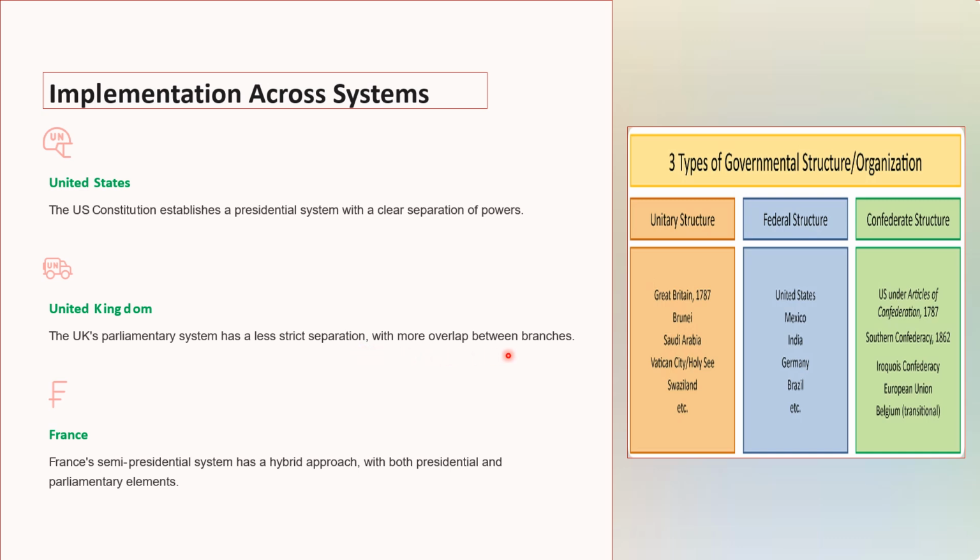So there is a fusion of executive and legislative powers in the UK. Informal checks and balances are followed in the United Kingdom. And France's semi-presidential system has a hybrid approach with both presidential and parliamentary elements. So it is a mix of presidential and parliamentary systems, with a strong presidency with checks.